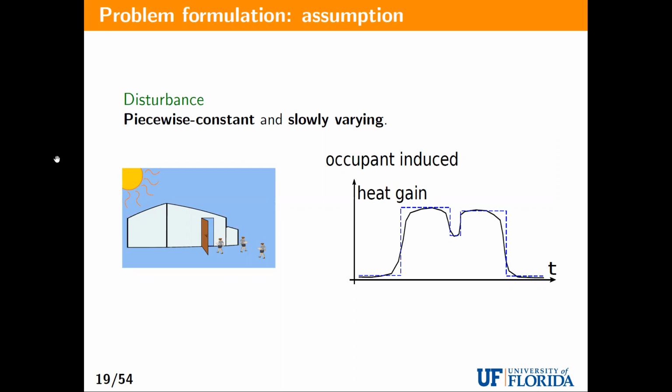This is occupant-induced disturbance. That's the part that is unknown. And since you're dealing with commercial buildings, occupants come in the morning, they more or less stay there. Maybe there's a dip during lunchtime and then they leave at the end. So I can approximate this as a piecewise constant signal. If you think of the derivative of that signal, that will be mostly 0, right? Because it hardly changes except for a few jumps.